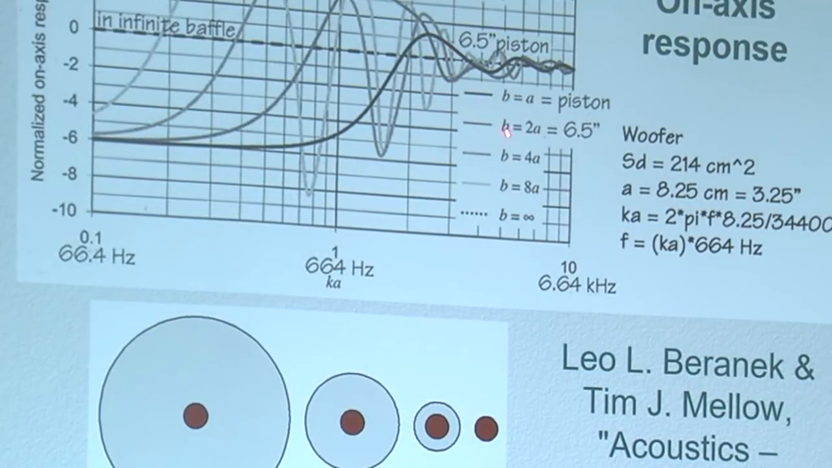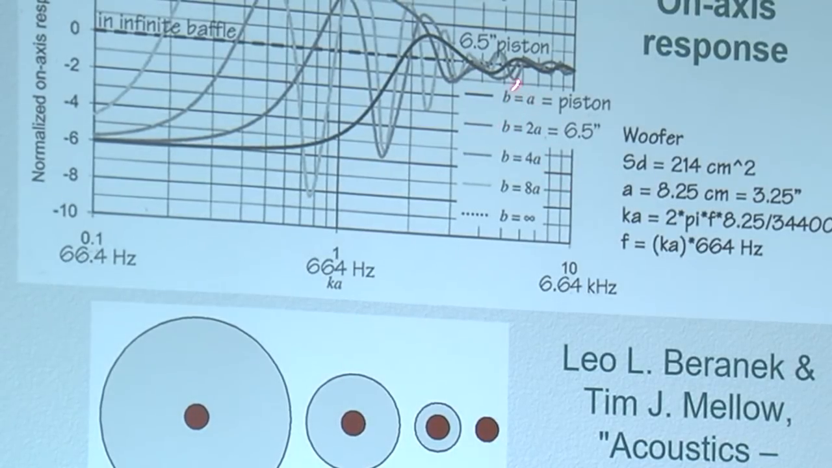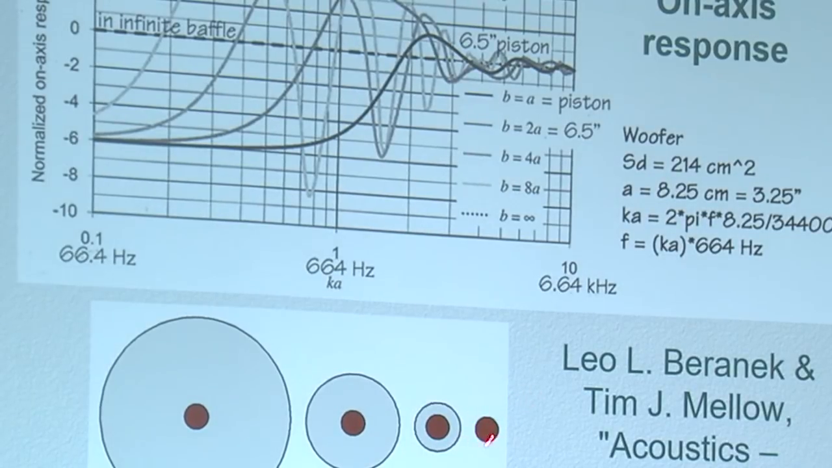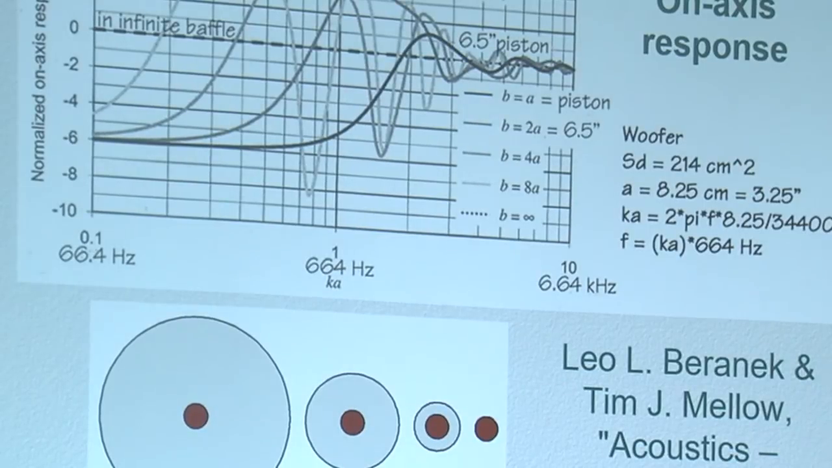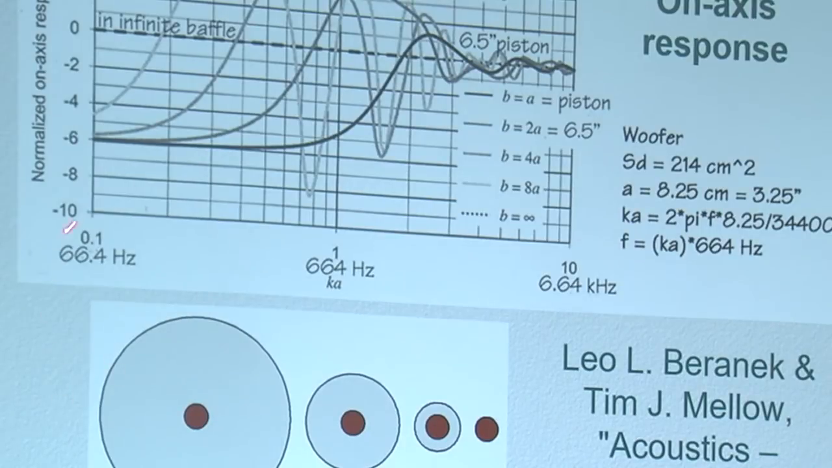And here, in this case, it's drawn for a cylinder, a piston of this diameter, and this piston is either by itself or has a baffle around it that doubles in diameter all the time. And you see, when you have the bare piston, of course, there is a tube behind it, so it's really acting like a monopole. You get this response here, this dark curve.